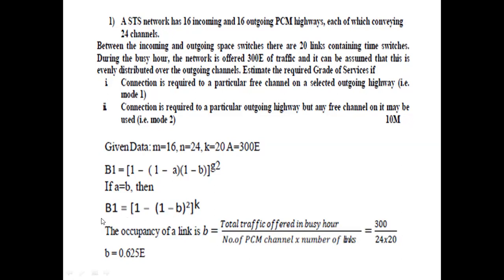The grade of service B1 is given by (1 minus small b)^2, to the power of small k. Here b is not given; it is the occupancy of a link, the probability of blocking of the intermediate links, which is given by the total traffic offered in the busy hour over the number of PCM channels times the number of links. The total traffic offered during the busy hour is 300, the number of slots per PCM incoming highway is 24, it is a 24 channel system, and the number of intermediate links, small k, is 20. In that case, the probability of blockage of these intermediate links becomes 0.625 erlang.